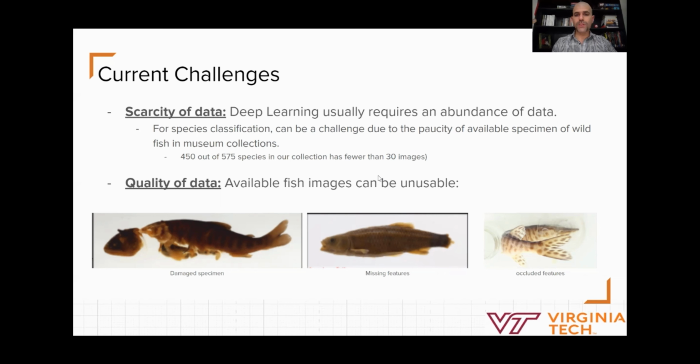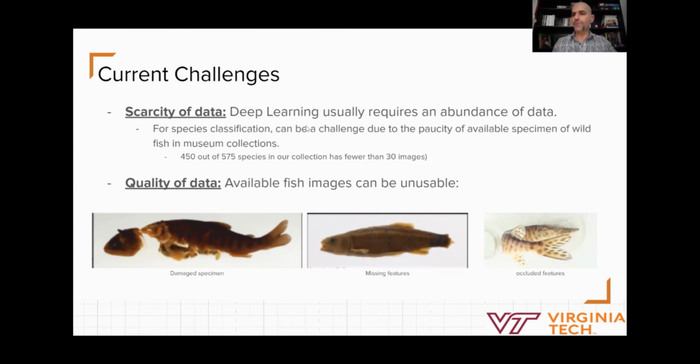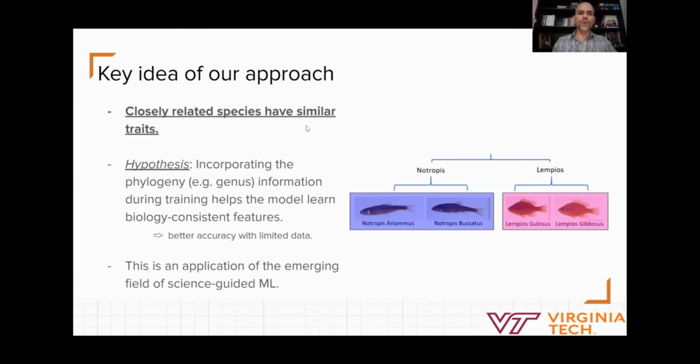And many of those images are not usable because either the specimen is damaged, or it's missing parts like the tail, or it has some self-occlusion, or some parts of the image are occluded, so it's not usable. So we can see that the scarcity of data is a real problem here. So we thought, how can we improve this?